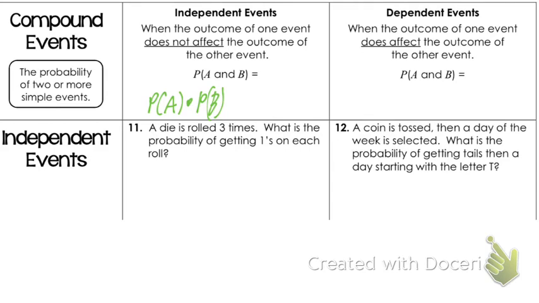Whereas the probability of a dependent event is the probability of event A happening times the probability of event B happening, but after A occurred. We'll talk about what that means in a moment. But first, we're going to go to E, independent.